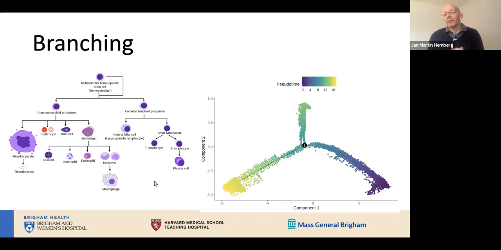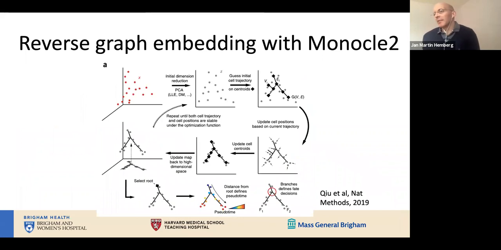So what we need to do, again from a mathematical point of view, is ideally to have an algorithm that automatically identifies these branches, their endpoints, both their locations and how many there should be. And this is, of course, much more challenging than just ordering them along a single dimension. So there are multiple methods for doing this.